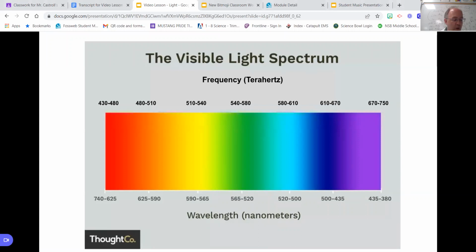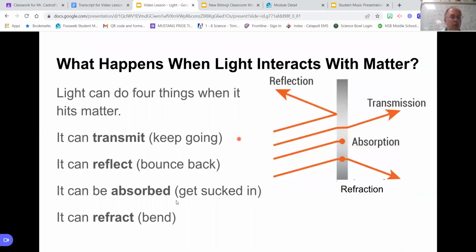So you see red here with a lower frequency but a longer wavelength, and violet with a higher frequency but a shorter wavelength. What happens when light interacts with matter?